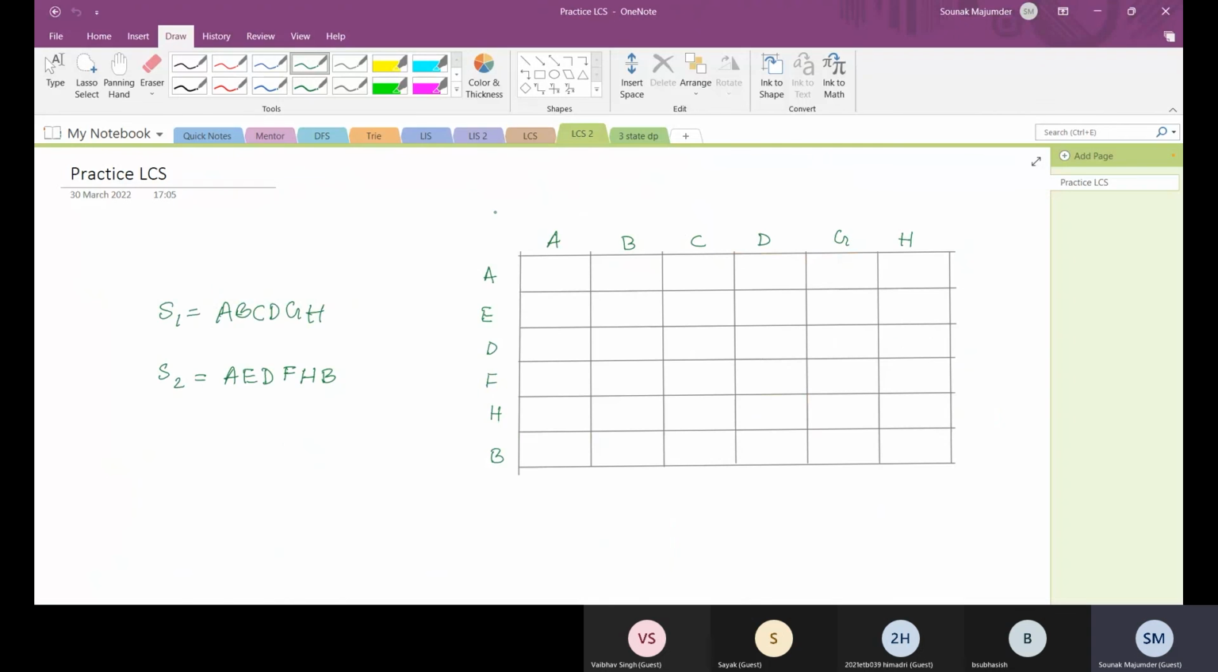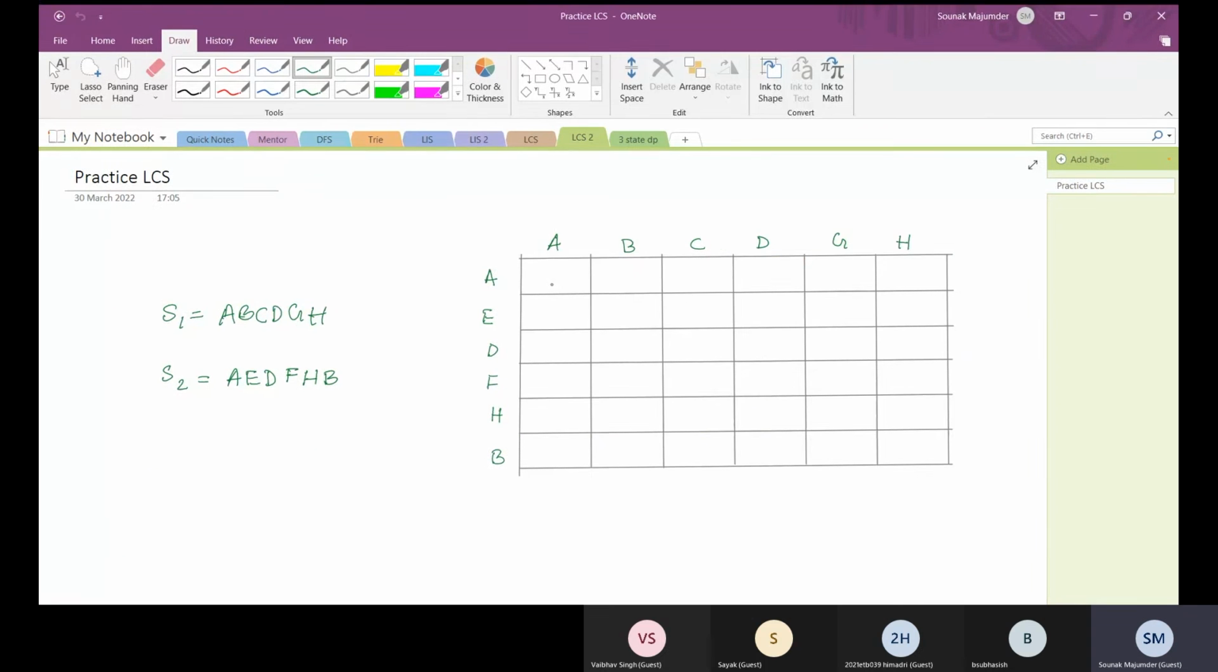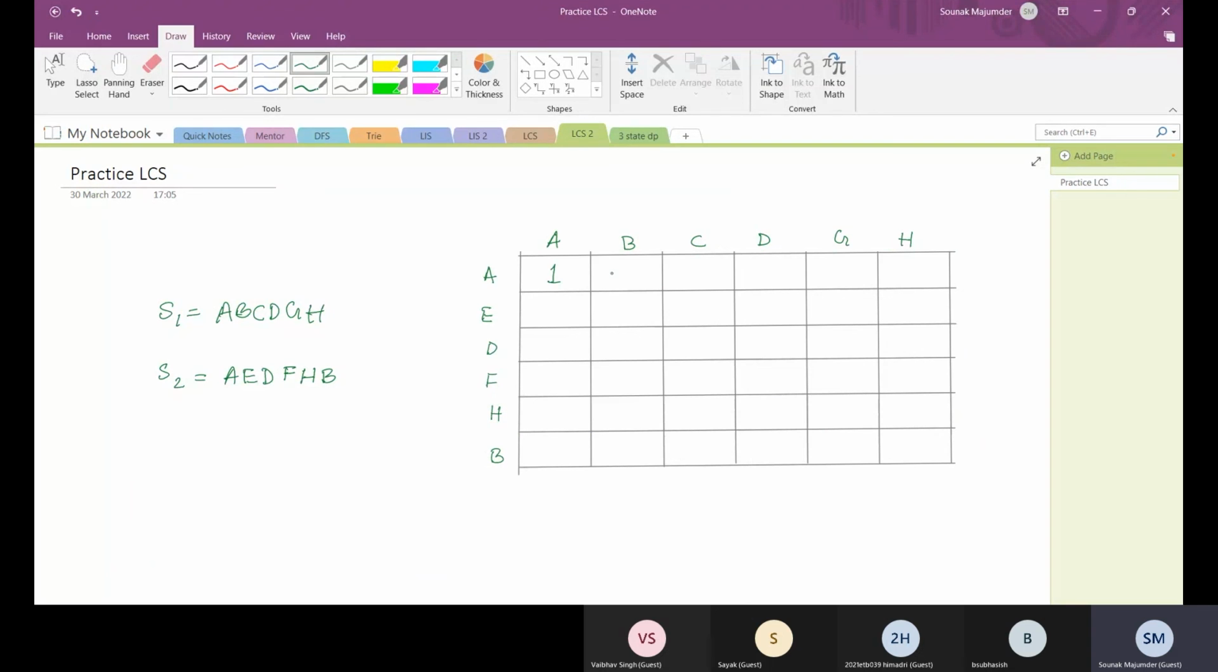Okay, so let's come up with a question and try solving this one. A B C D G H and A E D F H B. These are the two strings. We construct a 6x6 table. Let's try solving it. A and A matching, 1. B and A not matching, so either the previous one, dp of i minus 1 j, or dp of i j minus 1. There is no i minus 1 j, so we can assume it to be 0.